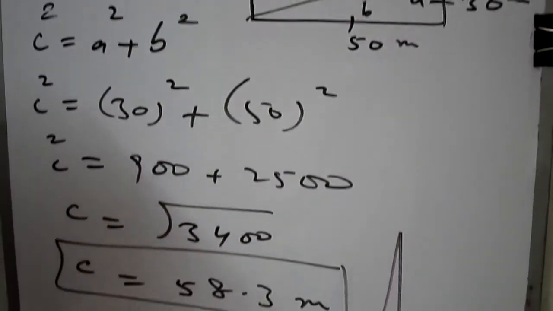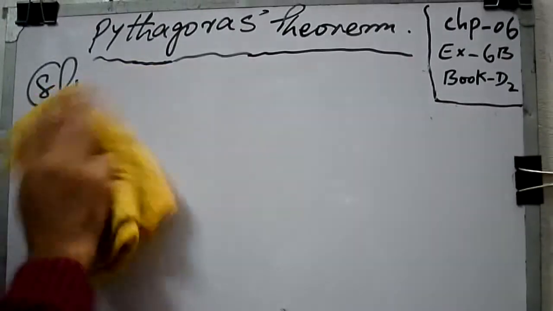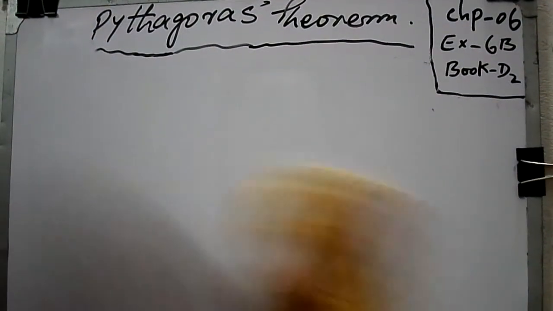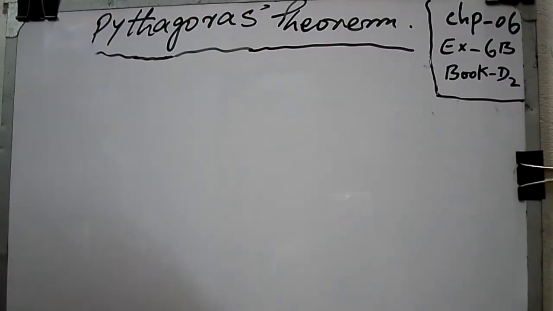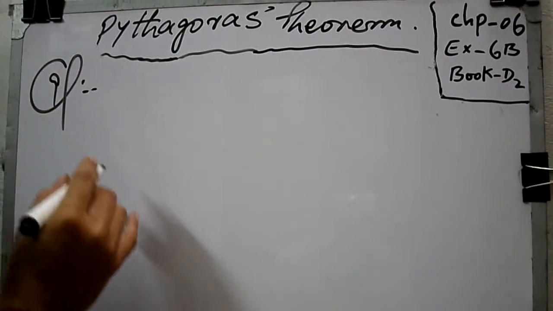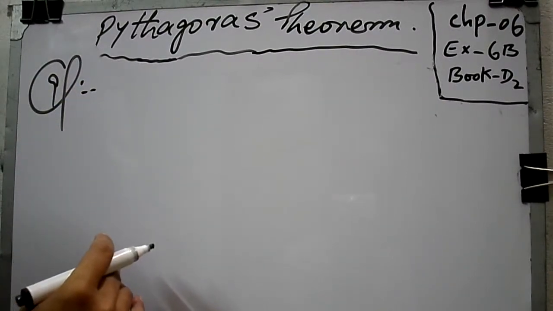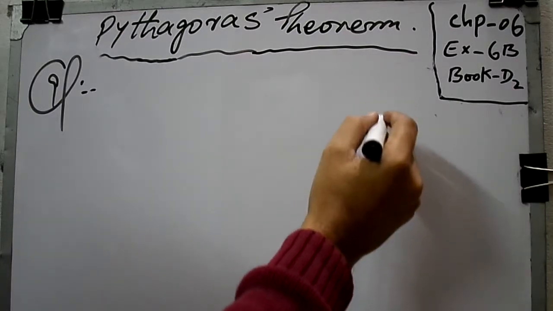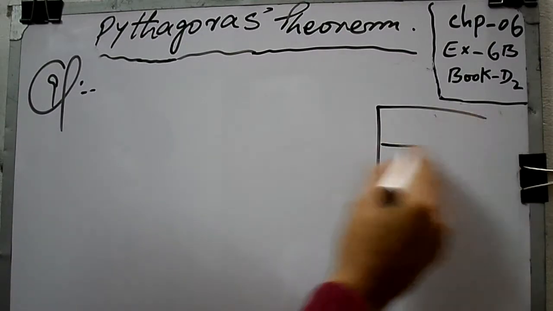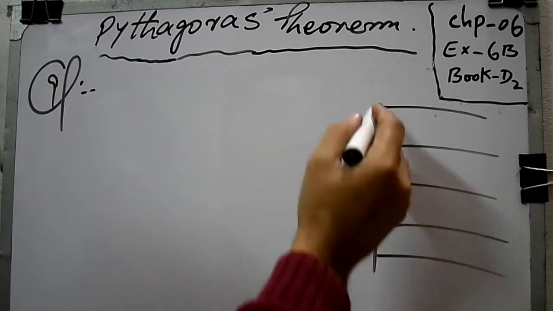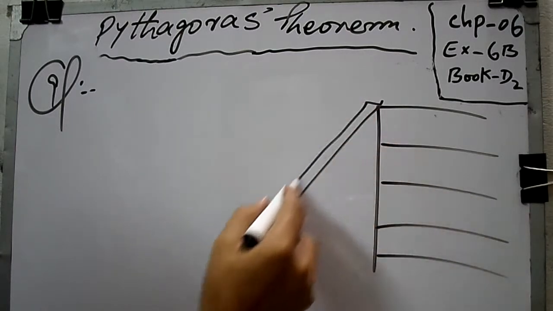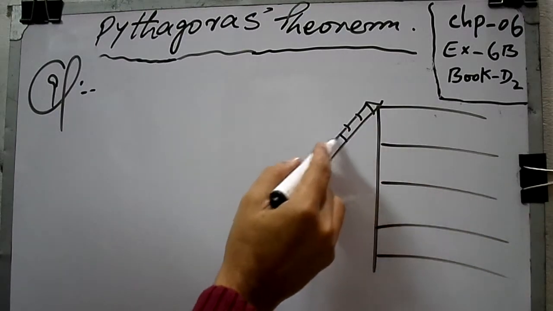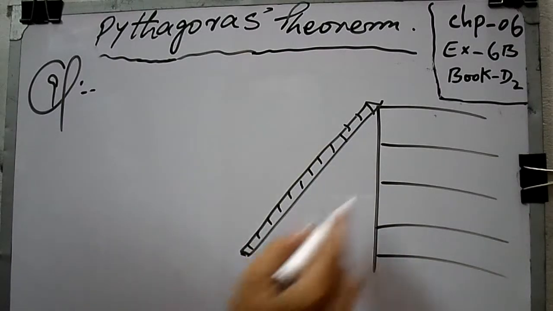Now coming to question number 9. In question number 9, how far from the wall must you place a ladder? Once again, for example, that is your wall. Once again, you can see. So you have to place a ladder. That is your ladder, and that is your wall.